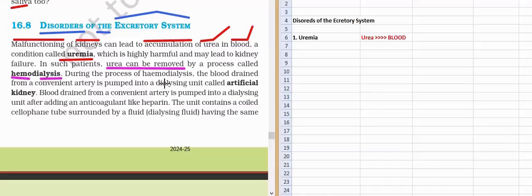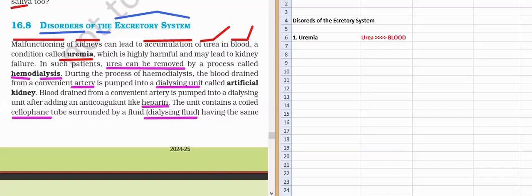So in this process of hemodialysis, what's happening is they remove the blood from an artery and send it to a machine called the dialyzing unit. In that they add heparin. What will heparin do? Heparin will not allow the blood to coagulate; it will keep it liquefied only. Then the blood is sent to a cellophane tube, like reverse osmosis. It has pores, and around it is the dialyzing fluid.